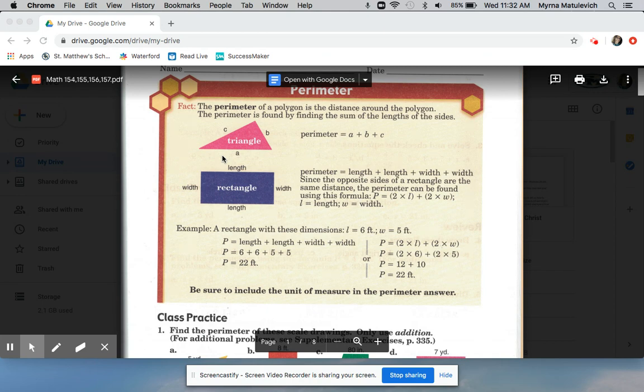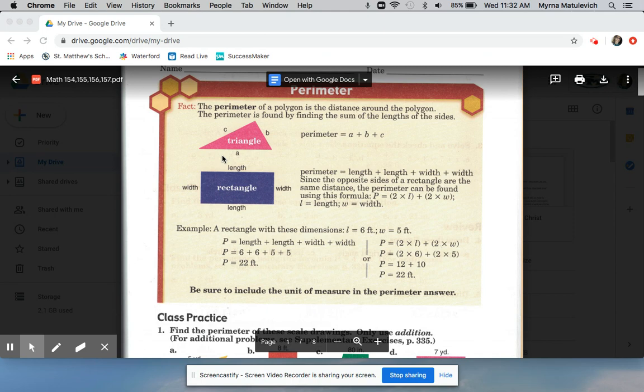So you can use the formula. So perimeter equals length plus width plus width. Since the opposite sides of a rectangle are the same distance, the perimeter can be found using this formula. P, perimeter, equals 2 times L, length, plus 2 times W, width. L equals length, W equals width.